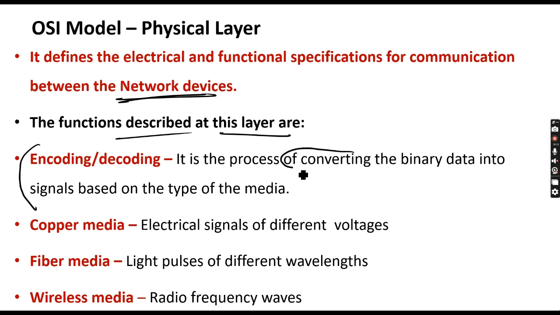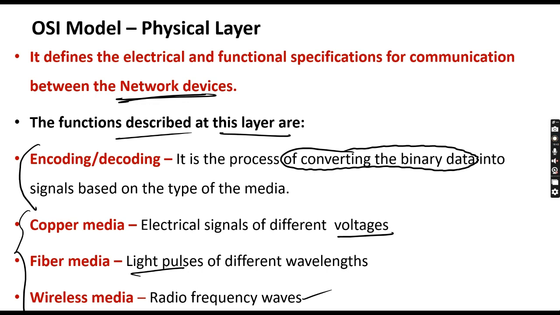It is the process of converting your binary data into signals based on the media and forwarding it to the different device. That is called encoding. So make sure encoding is all about converting your binaries into signals, and decoding is converting signals into binaries, and that completely happens based on the media you are using. Like if it is copper, then it will go for different voltages. If it is fiber, light pulses. If it is wireless media, then radio frequency waves will be there. So it's the physical layer.